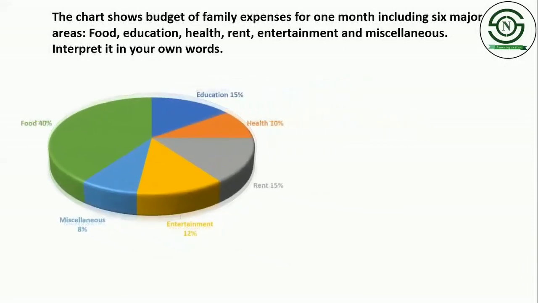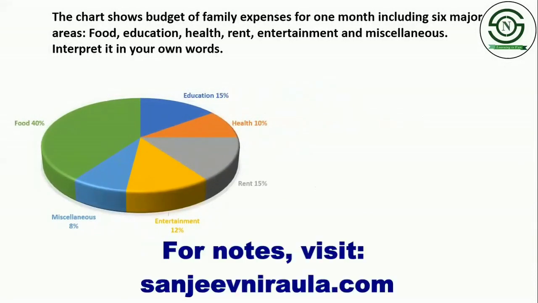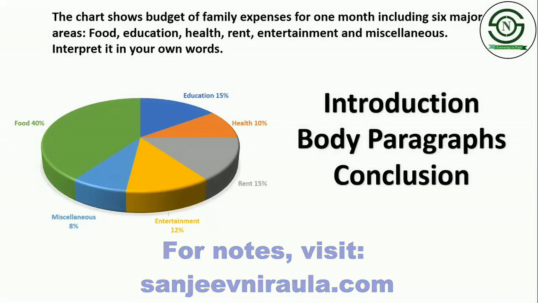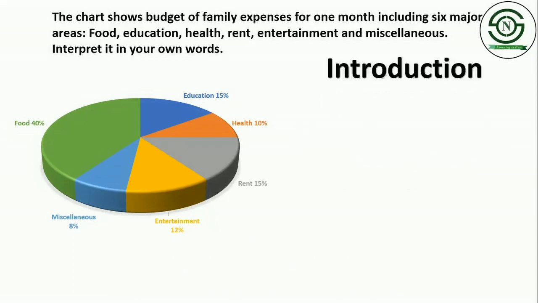Now, what are the basic components that we need to include when we are explaining a pie chart? Well, you need to develop your answer with introduction, body paragraphs, and conclusion. So introduction, body paragraphs, and conclusion, they are the 3 major parts or 3 major components of pie chart explanation. Now comes the question, what do we need to include in introduction?